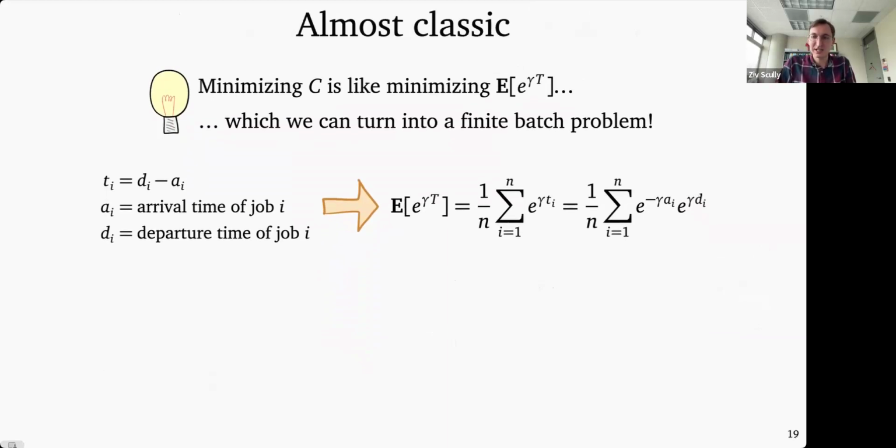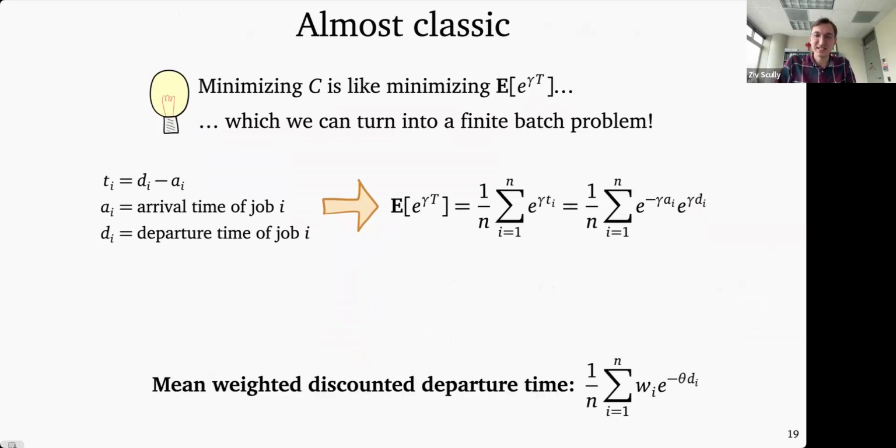So what's the classic problem it almost is? It's minimizing mean weighted discounted departure time. Say that five times fast. And what is mean weighted discounted departure time? It's something very similar: you have some weight for each job, and then you have e to the something to do with the job's departure time. So we almost have mean weighted discounted departure time as the batch problem for minimizing C.